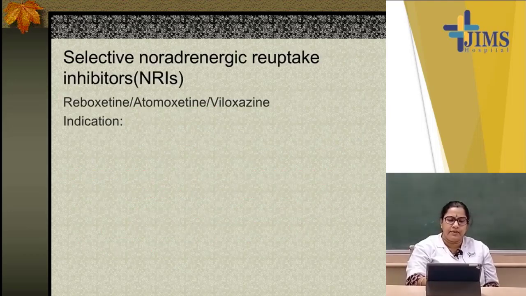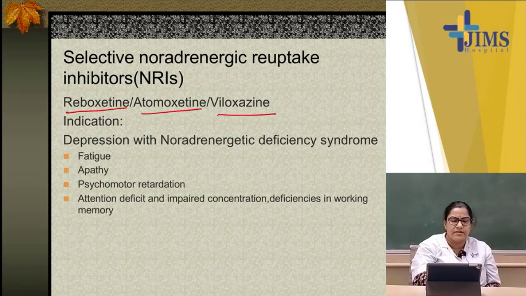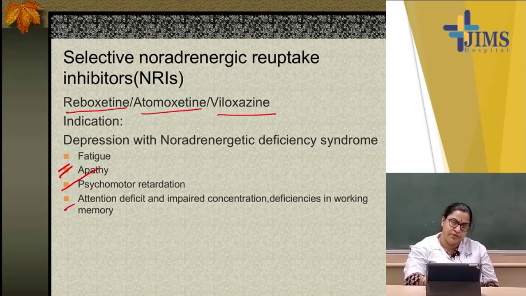Now we are coming to the next group of drugs, which are the selective noradrenergic reuptake inhibitors. Examples are reboxetine, atomoxetine and viloxazine. What are the indications? Number 1, when there is depression with noradrenergic deficiency syndrome. So there will be development of fatigue, apathy, psychomotor retardation, attention deficit and impaired concentration. Deficiencies in working memory are also present.